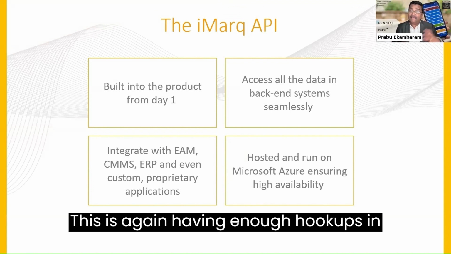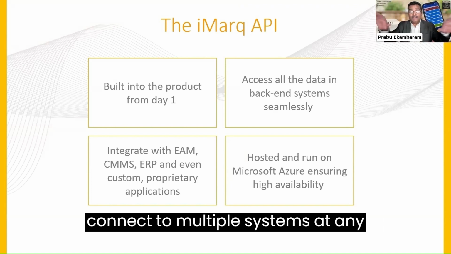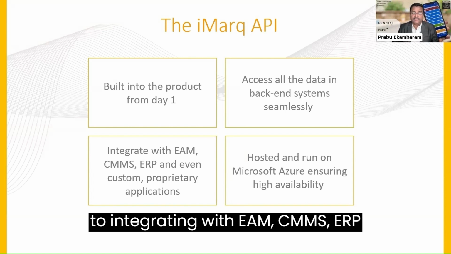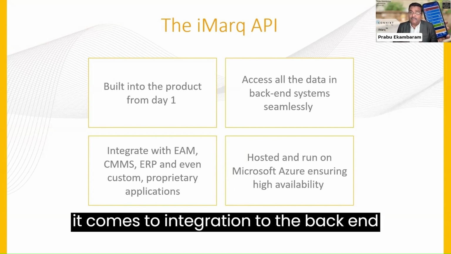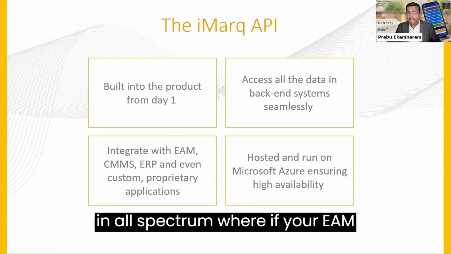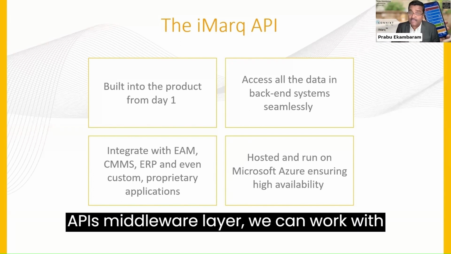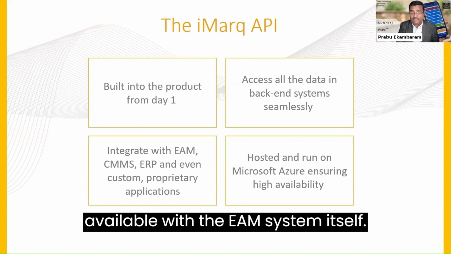This is again having enough hookups in our system so that we can coexist and connect to multiple systems at any given point of time, which also goes back to integrating with EAM, CMMS, ERP, and even proprietary applications. Right? When it comes to integration to the backend system, we have customers in all spectrum where if your EAM system has a set of APIs, a middleware layer, we can work with that API by leveraging whatever is available with the EAM system itself.